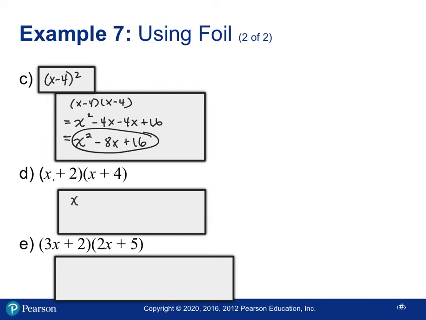X times x is x squared. X times 4 is 4x. 2 times x is 2x. 2 times 4 is 8. Combine like terms, x squared plus 6x plus 8.